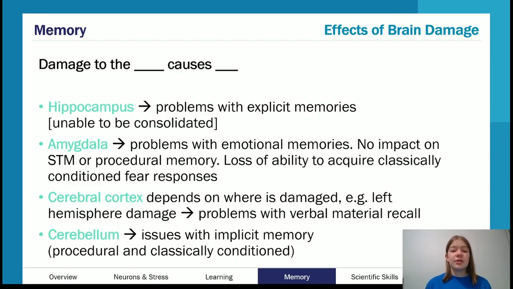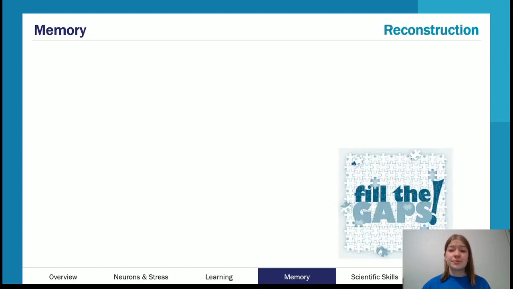With the cerebral cortex or neocortex, it's going to depend on where it's damaged in terms of what particular effect we have, but we know that that's used as the storage for memory, so we can see impacts there, and with our cerebellum, issues with implicit memory.